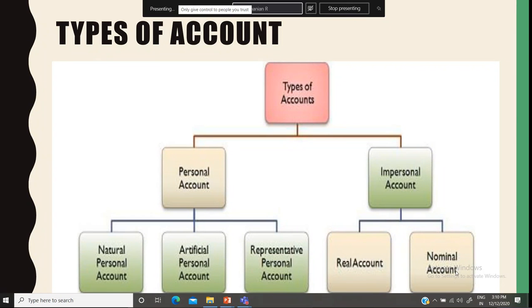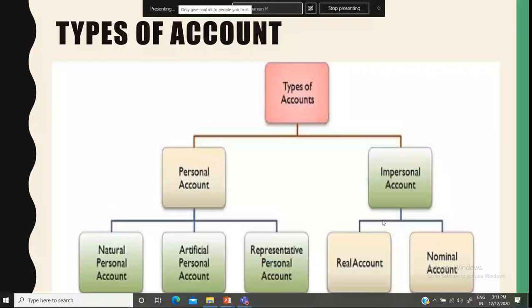And nominal account covers your expenses, meaning the payments you make to outside people. Income, whatever you receive from outside people. And your gains, whatever profit you are making from your business. And losses, whatever you incur due to theft or fire, or if you are suffering any loss from normal business operations itself, everything comes under the nominal account only. So these are the types of account. This you have to remember.